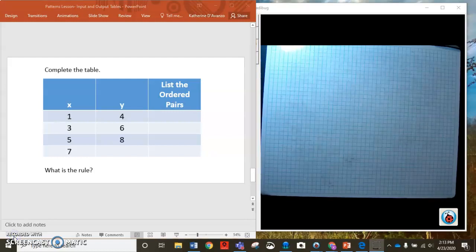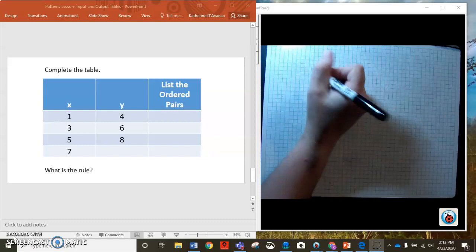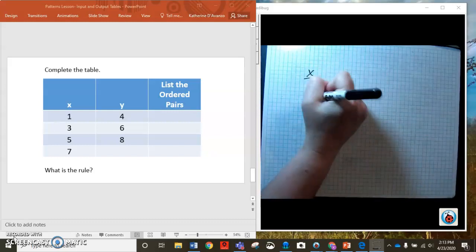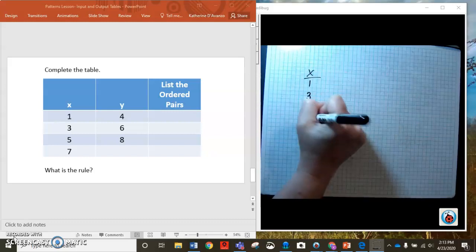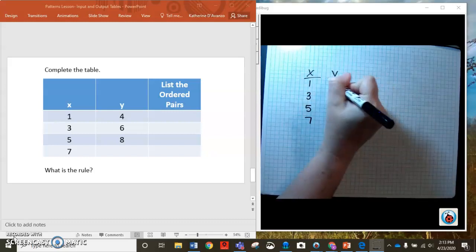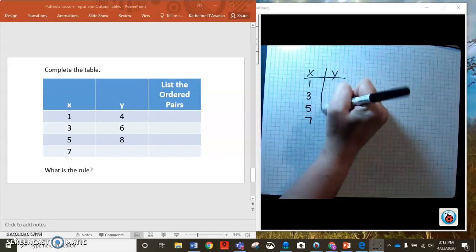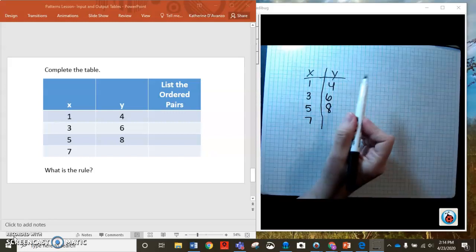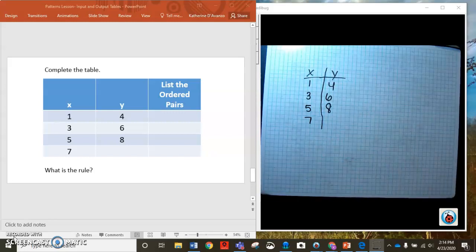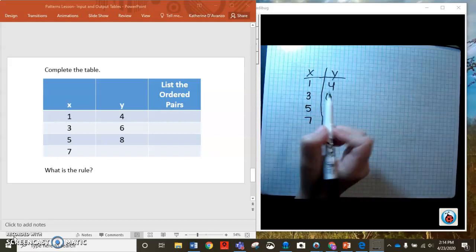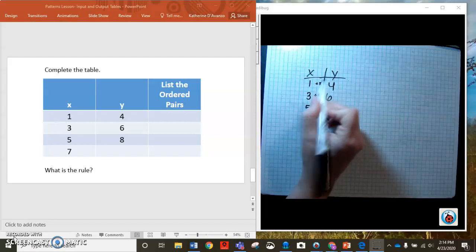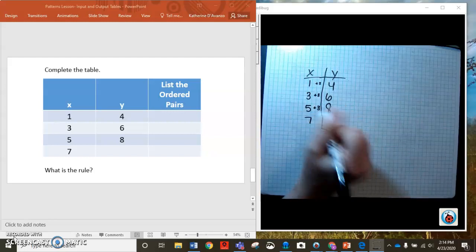Let's go ahead and do a second example. Here I have a different table. Here my x values are 1, 3, 5, and 7. The y values, or the outputs then, are 4, 6, 8. And it looks like my rule down at the bottom over here, it asks me for the rule. It looks like my rule is to add 3. Because in each of these cases, when I add 3, I get my next number.